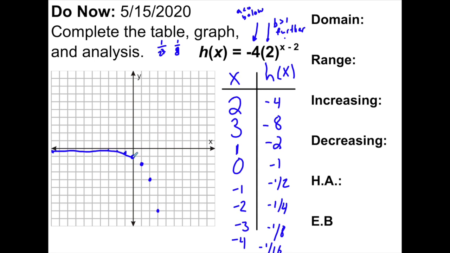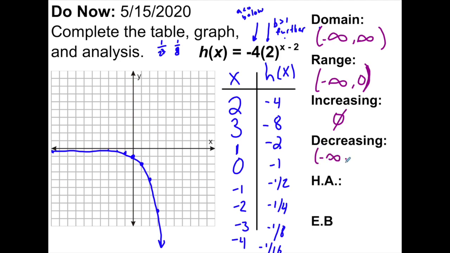Okay, folks, if we can start to look for these common patterns, you're going to find that these things are a lot easier to tackle. So let's do the analysis. Domain: negative infinity to infinity. Range: negative infinity to 0. Remember, use a parenthesis because it never is going to reach 0. Increasing: it's increasing nowhere because from left to right, we're always going down. So it's decreasing everywhere. Horizontal asymptote: y is equal to 0.